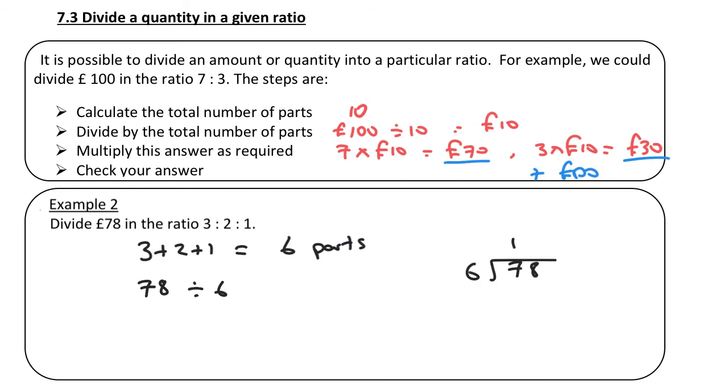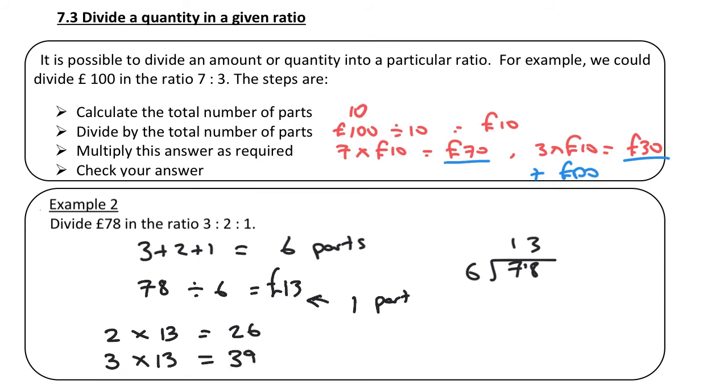So let's do that. 78 divided by 6. 6 into 7 goes once, with 1 left over. 6 into 18 goes 3. So that's £13. And then we need to find 3 parts, 2 parts, and 1 part. Well, this is already 1 part, so we've done that bit. 2 parts is going to be 2 multiplied by 13, which is 26. And 3 parts will be 3 times 13, which is 39. So the answer to divide 78 into 3 to 2 to 1 is going to be £39 to £26 to £13.